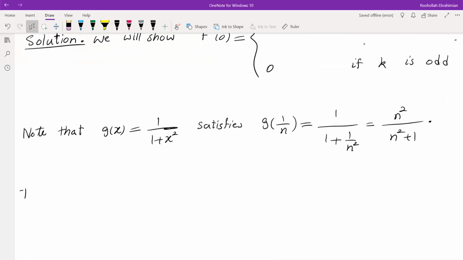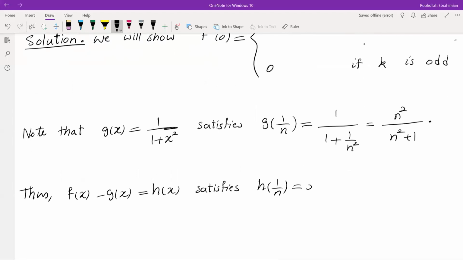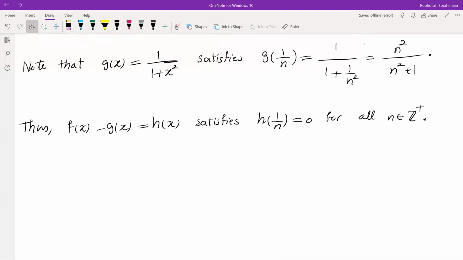Okay, and this means f of x minus g of x equals h of x satisfies h of 1 over n equals 0 for all n that are positive integers. Okay, so now I'm going to write down my claim.